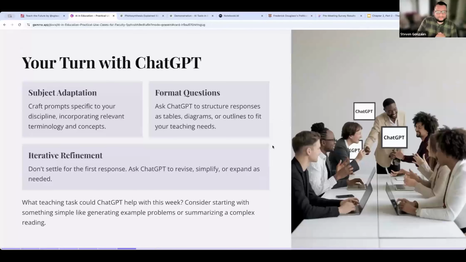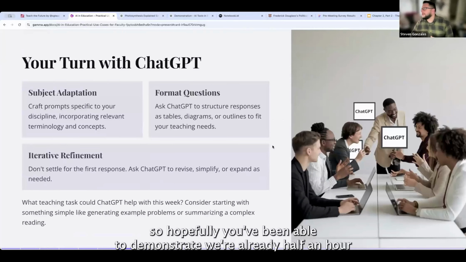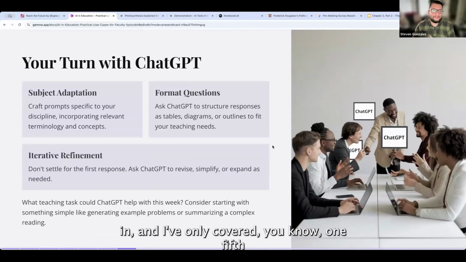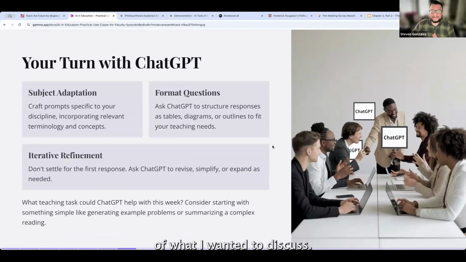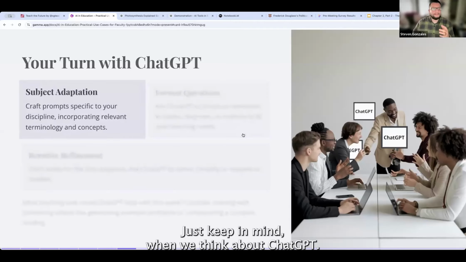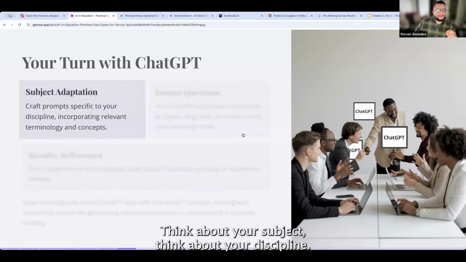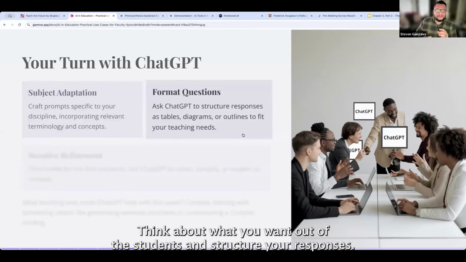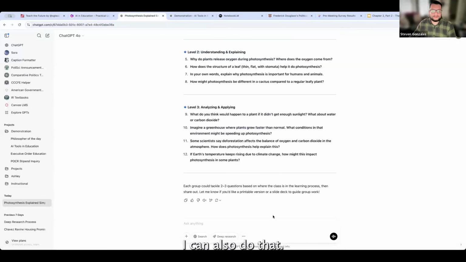All right. So hopefully you've been able to see, we're already half an hour in and I've only covered one-fifth of what I wanted to discuss. Just keep in mind, when we think about ChatGPT, think about your subject, think about your discipline, think about what you want out of the students, and structure your responses. Let me see, create a table. I can also do that. Create a table that can help.